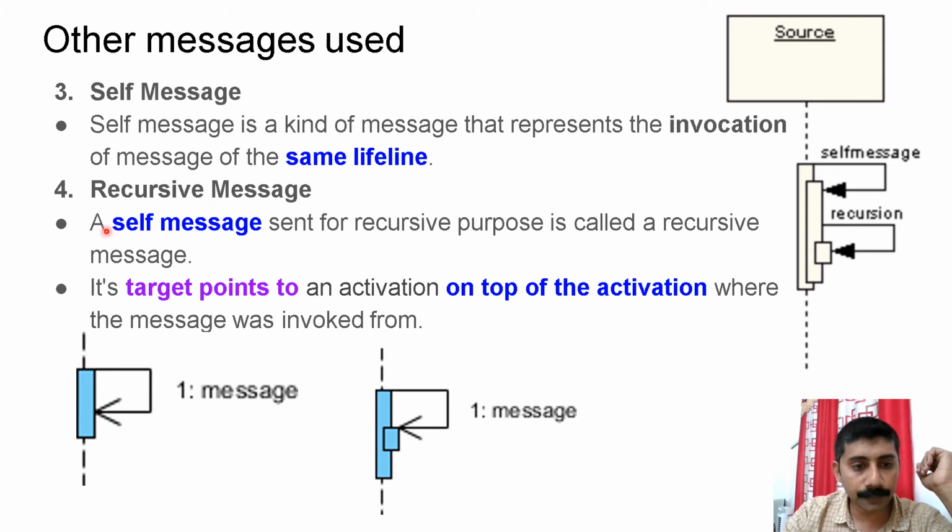A recursive message. A self message sent for recursive purpose is called recursive message. A recursive function is nothing but a function which is making a call to itself. So it is a kind of self message. Its target points to an activation on top of the activation. So the target of this message is pointing to an activation which is on top of the activation where the message was invoked. So this is self message and recursive message.